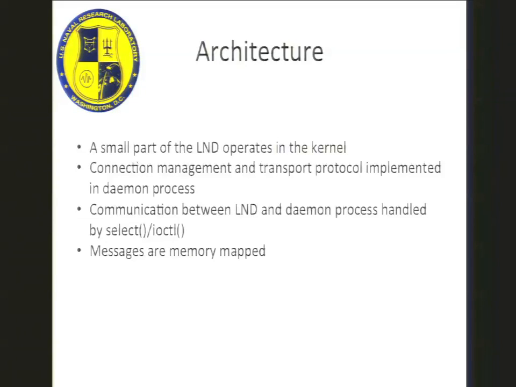And so we've chosen to use a character device, and that lets us do some really simple things like select and ioctl. With a little additional work, we can avoid copying message contents between the two halves. So we can memory map whatever pages are provided by LNet into the daemon's address space.